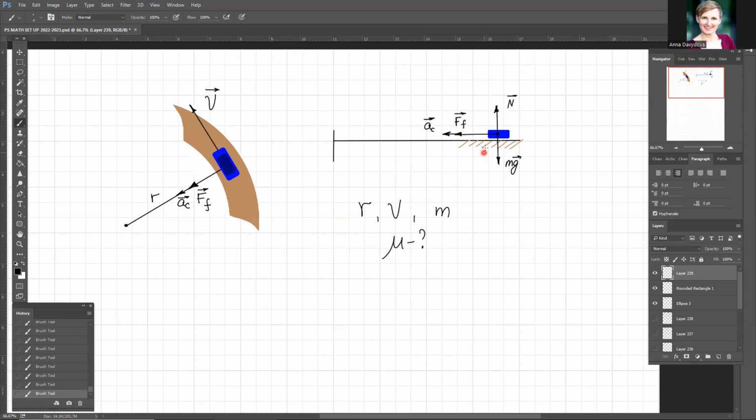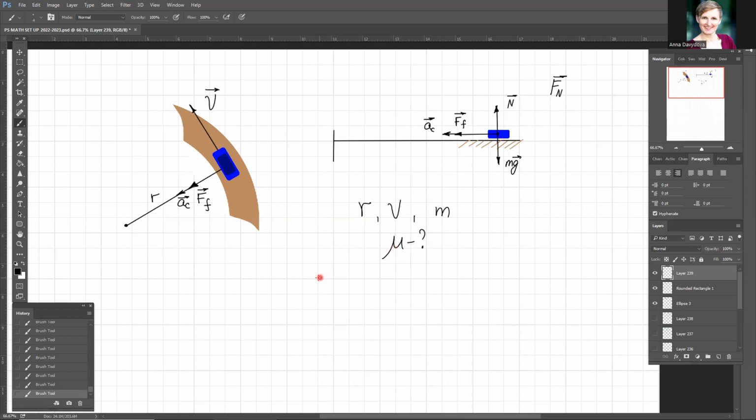If I look from the side, my AC is pointing to the center. This is the central rotation. Force friction pointing to the center. Gravity is pointing down. Reaction pointing up. Sometimes this N is known as Fn, but I just use N. So question is, what is mu?